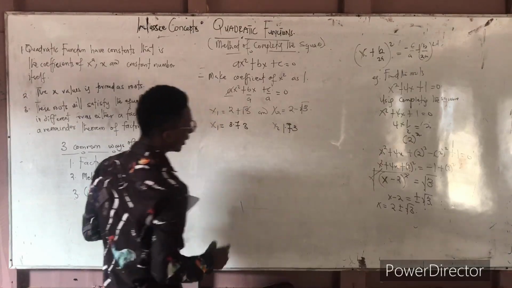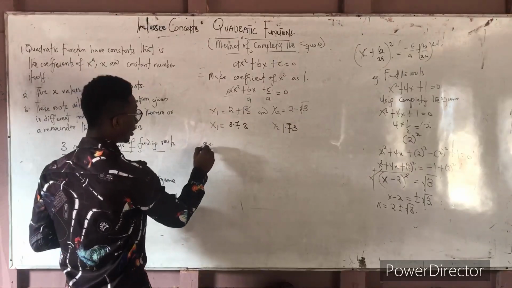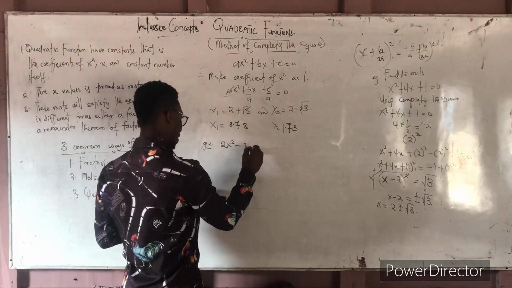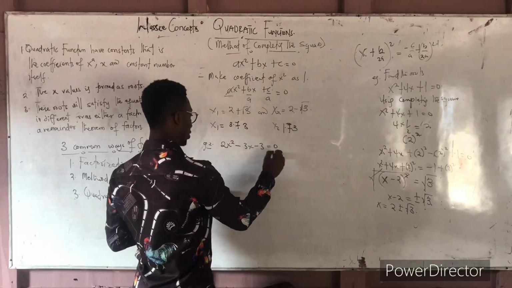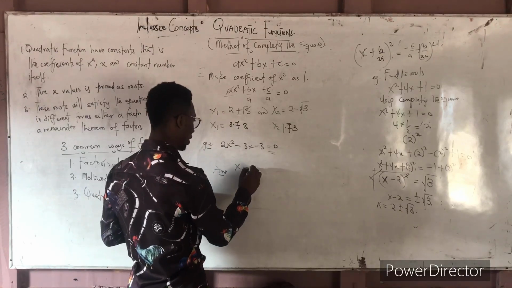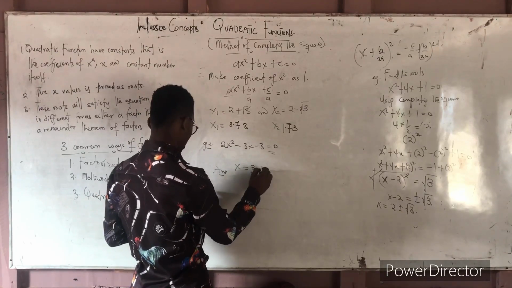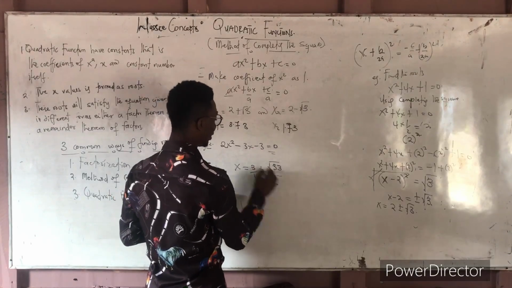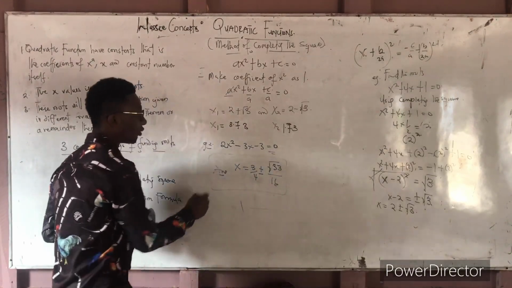I get it. Now try this question at home. Example 2: 2x squared minus 3x minus 3 is equal to 0. When you do this, the answer you get is x equal to 3 on 4 plus or minus root of 33 on 16. So try this example at home.